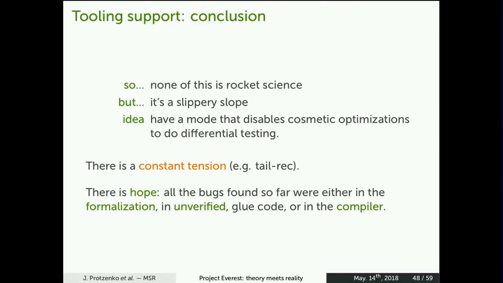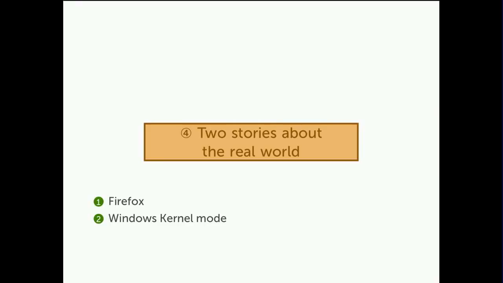So none of this is very hard in a sense. It's just AST rewriting, and it's not as hard as verifying the source code. But it's a slippery slope. So eventually, I think we would like to verify that tooling. It's just that it's not at the top of our priority list right now. In the meanwhile, we're thinking about a mode that disables all of the cosmetic optimizations and allows you to just keep the core set of transformations that are really needed. There is hope. All the bugs we found so far were either in the formalization, in unverified code, or in compilers. And I can tell you about all of these if you ask me after the talk.